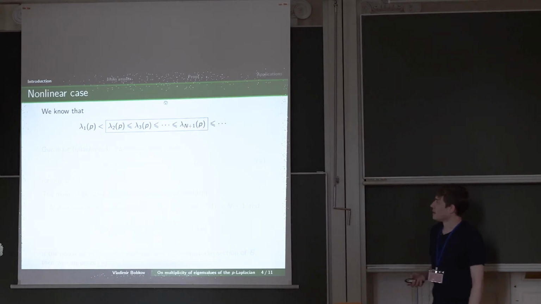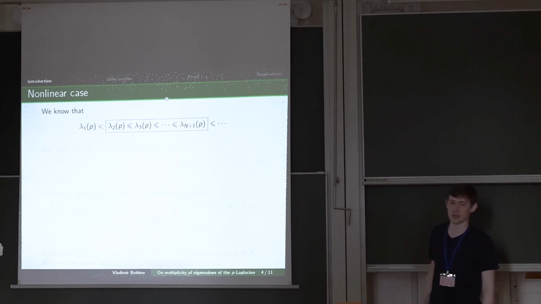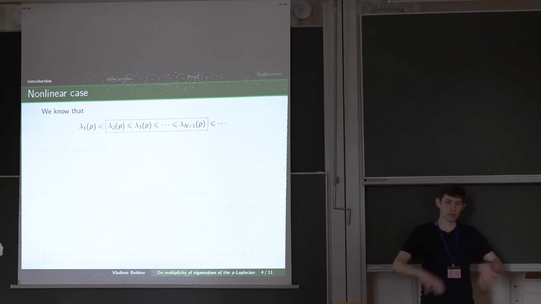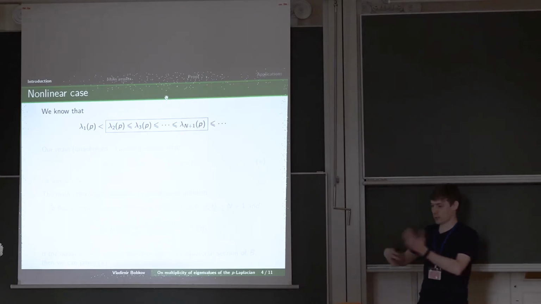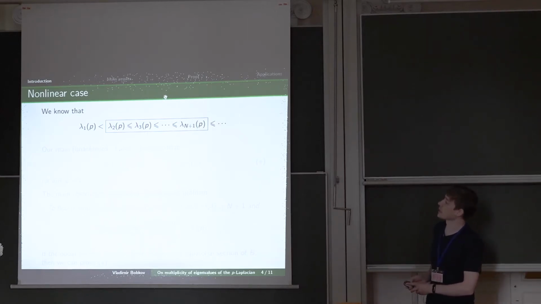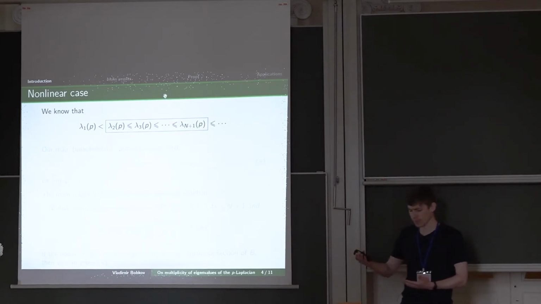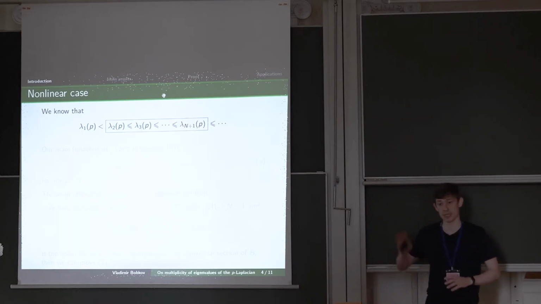Right. Okay, so I just want to say that below this lambda 1 there are no eigenvalues, and in between lambda 1 and lambda 2 there are no eigenvalues of the p-Laplacian. Also, by properties of the genus, it can be shown that this sequence of variational eigenvalues increases and tends to infinity.